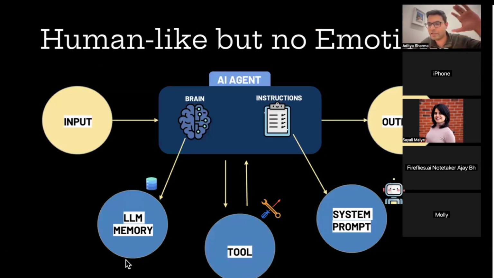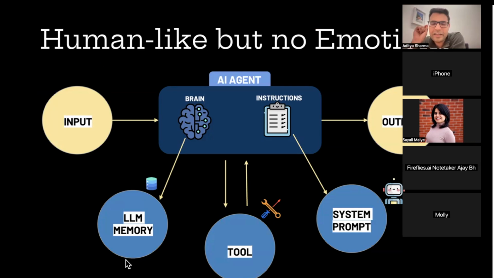Because Molly, your day-to-day requirement could be different from Sayali. And Sayali, you could come up with a new problem statement, and you don't need Aditya every single time to create an AI agent for you, and you can create it by yourself just spending an hour. So let me explain how an AI agent works.